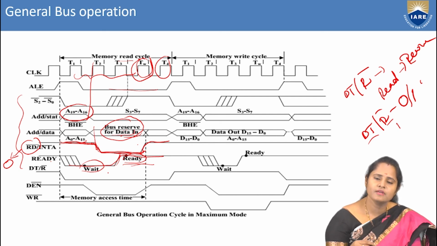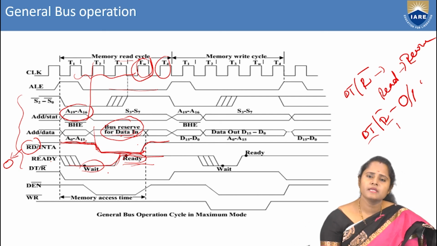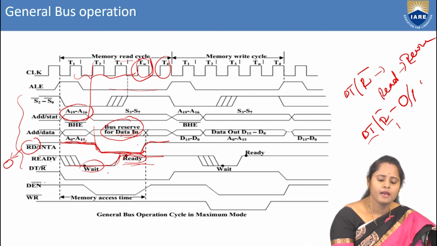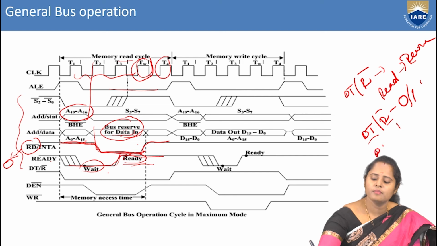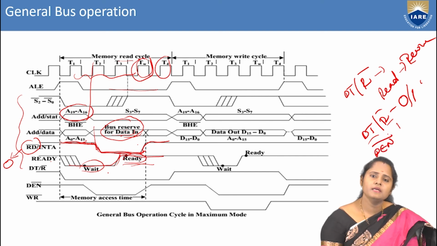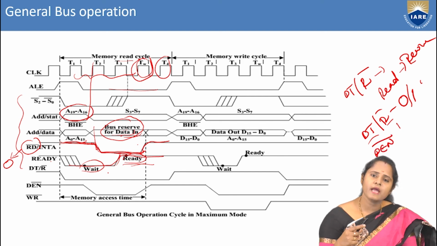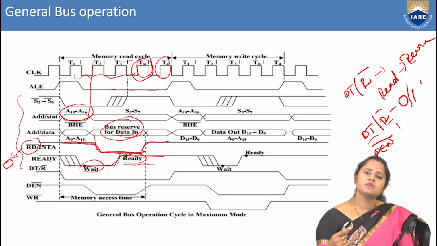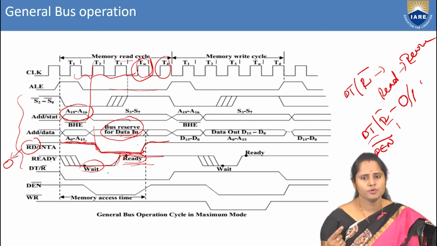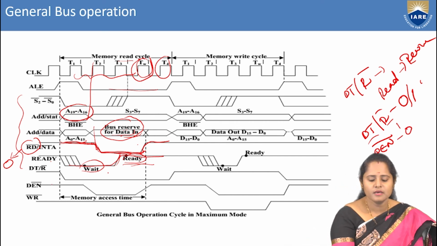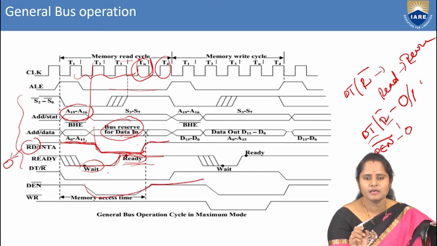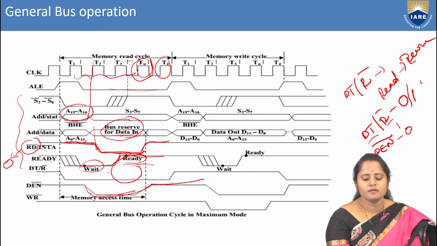Receiving means reading. Transmitting means writing. And data enable, DEN bar. The bar indicates that it is an active low pin. Whenever it is equal to 0, only then can you access it. So whenever it is equal to 0, it means that you are accessing the data. So see here, it is low when the data transmission pin is equal to low.